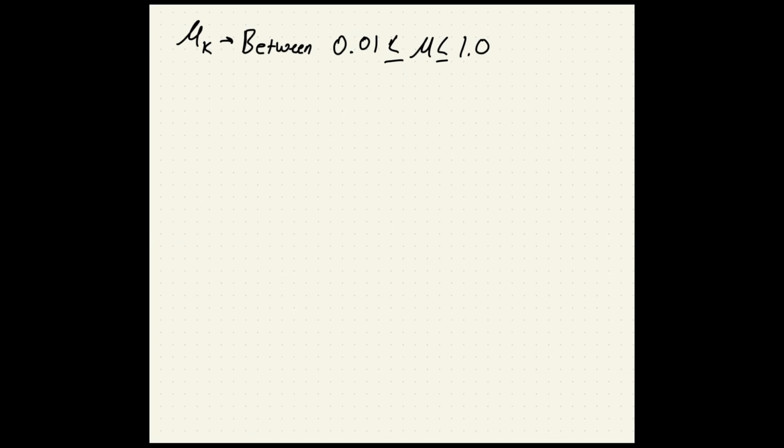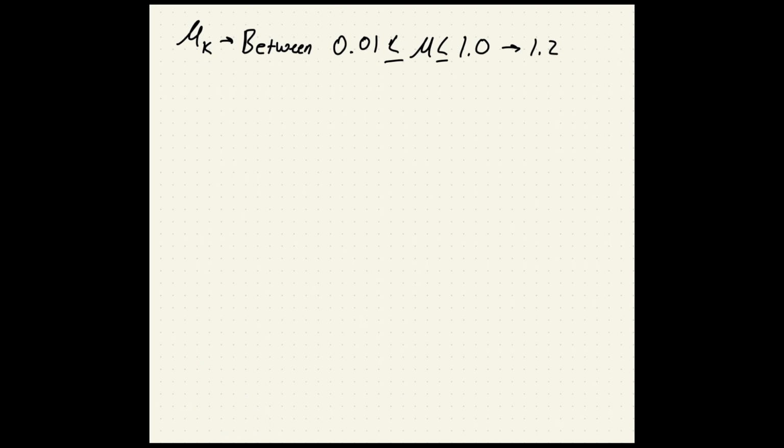Okay, mu sub k, and also mu sub s, this is true for both of them, are between 0.01, very rarely is it that small, and about 1.0. The biggest I've ever seen was about 1.2, and that was, again, a special rubber on a special asphalt that nobody uses in real life.